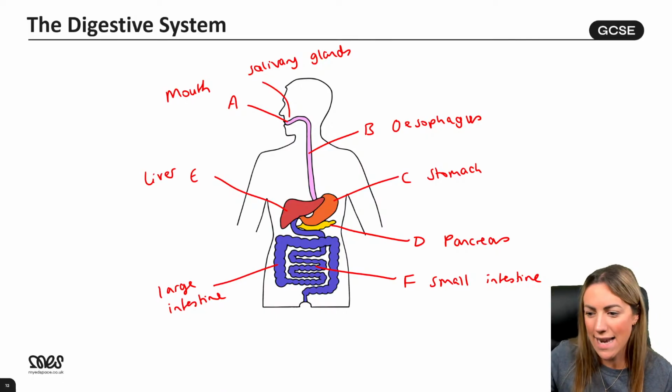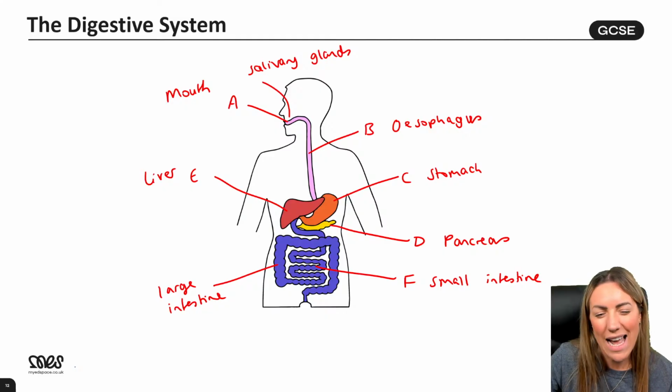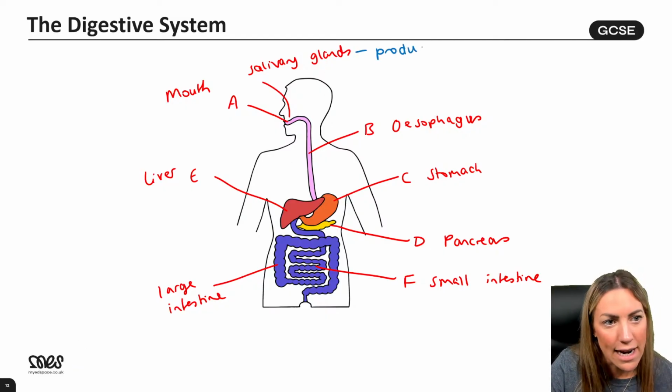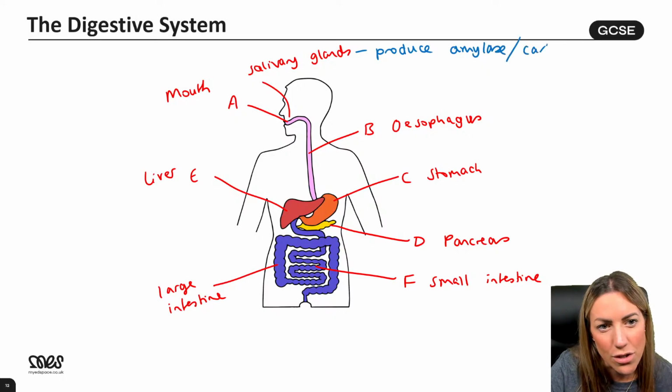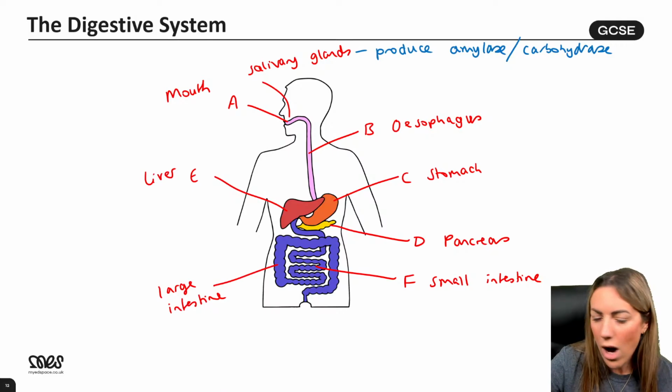Right, let's go ahead now. I might just change my pen colour. And let's add on which enzymes are produced because that's what's most important. So the salivary glands produce amylase. Or you could, I don't know whether you guys just call it carbohydrates because you can get away with that for GCSE. What about the stomach?